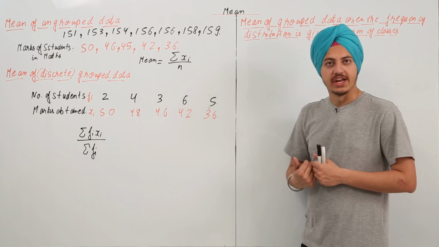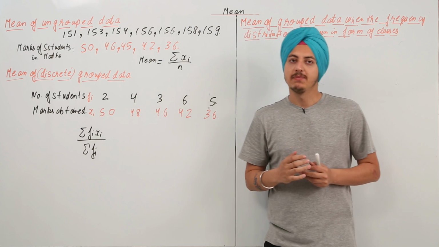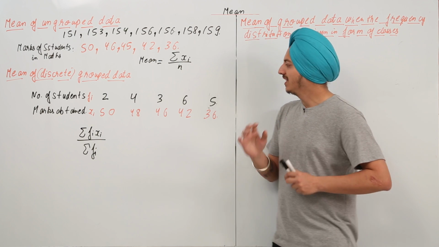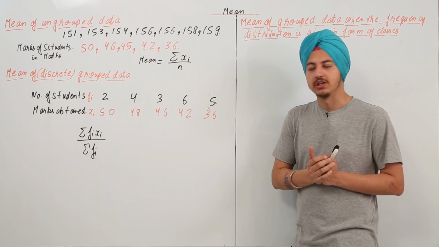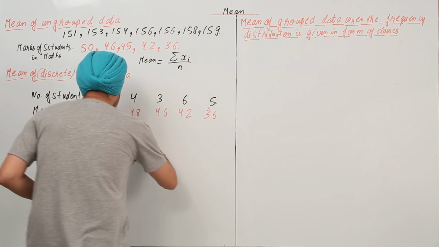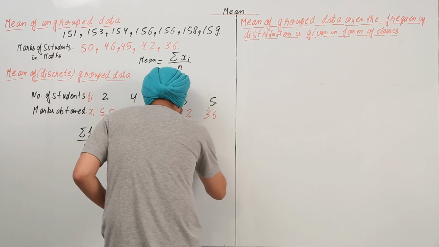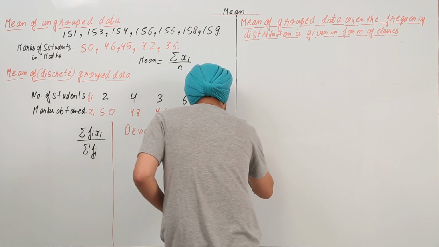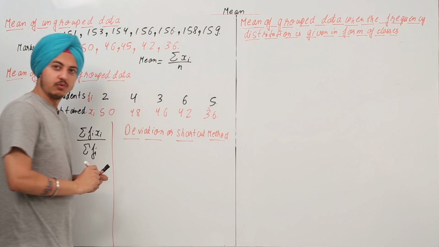Now there is another way to calculate the mean of discrete or group data, and that method is called the shortcut method or the deviation method, okay? Now how do we calculate the mean by deviation method? So what do we do here? First of all, I'll just write deviation or shortcut method, okay?